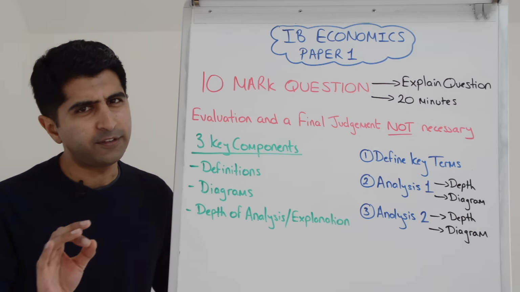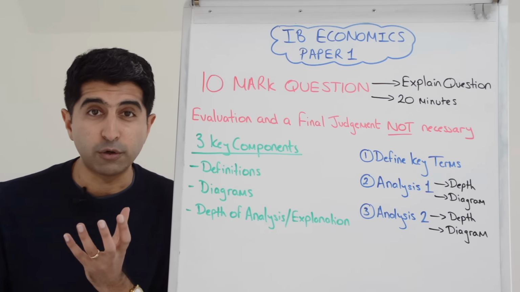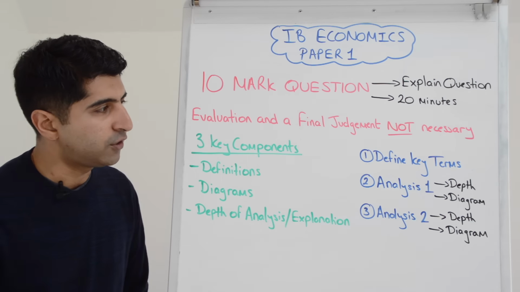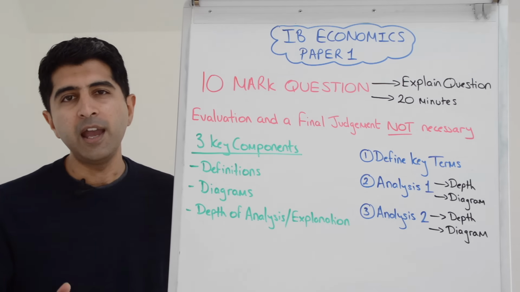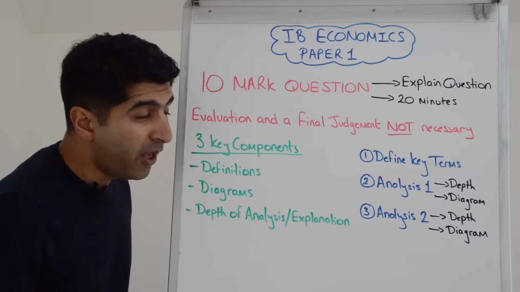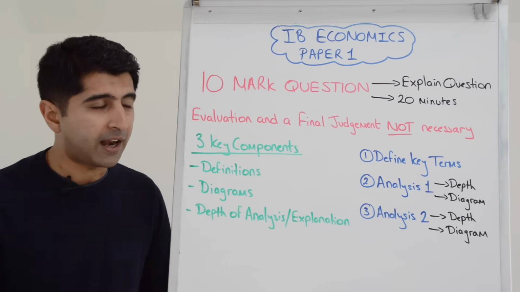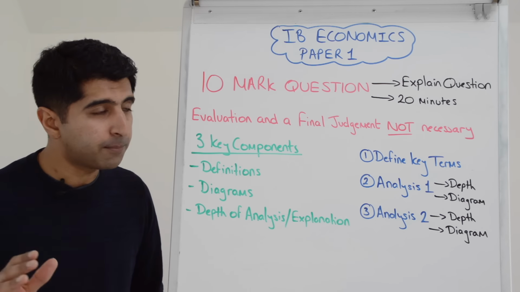You start very simply by defining the key terms that are there in the question. Make sure in your revision, you're revising definitions so that you can identify key terms in the question and easily define them at the start of your 10 marker. Then you're simply looking for 2 analysis paragraphs. 2 analysis paragraphs. That's it. You don't need more than that.